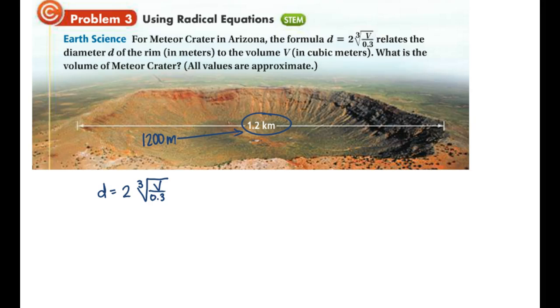Since we're solving for the volume, we need to get V by itself. And currently it's solved for the diameter. So I need to first of all divide by 2, because that was being multiplied. So the 2's cancel out. So now we have D over 2 is equal to the cube root of V over 0.3.